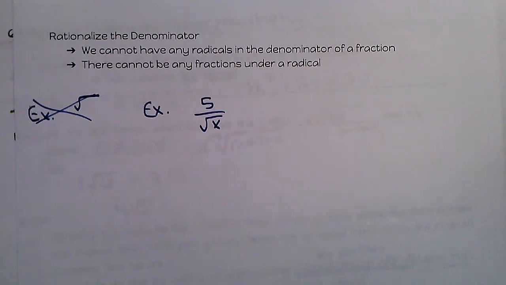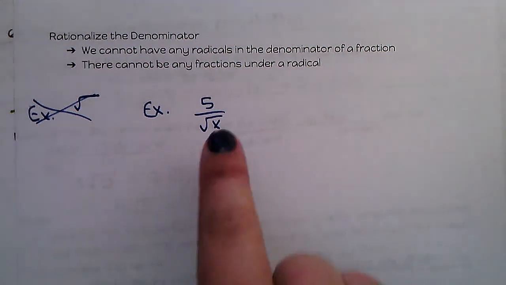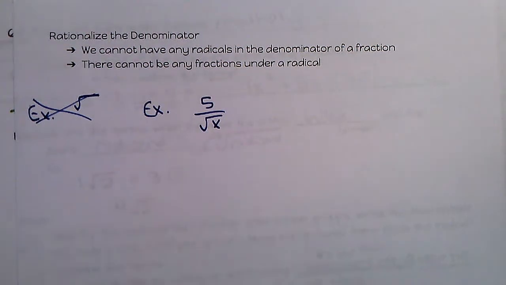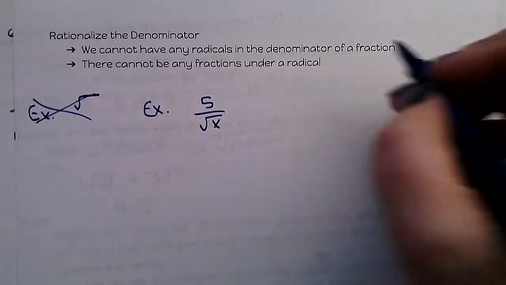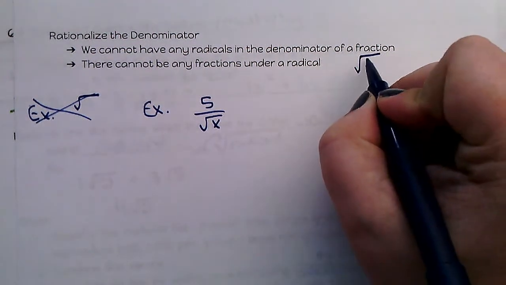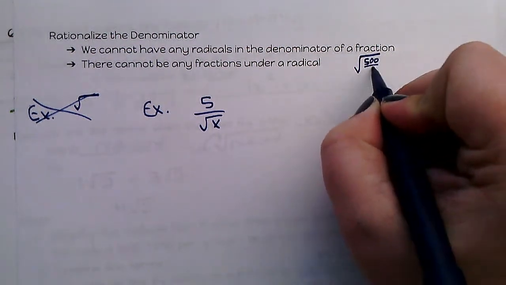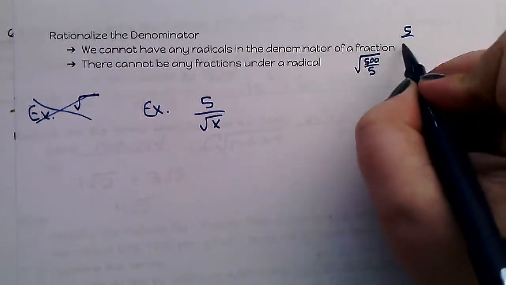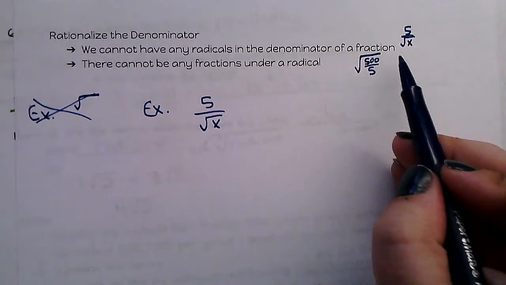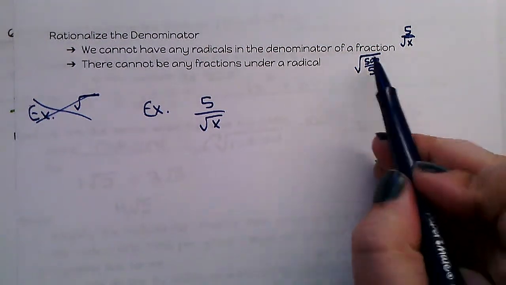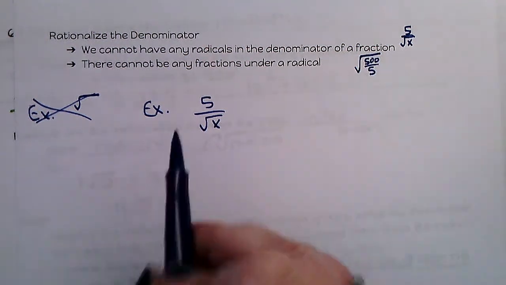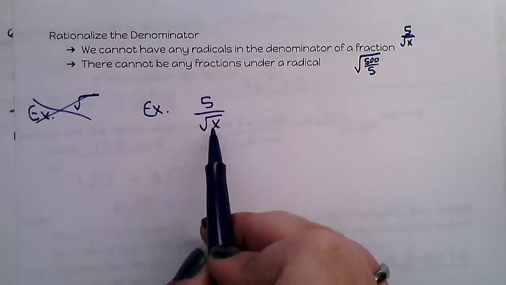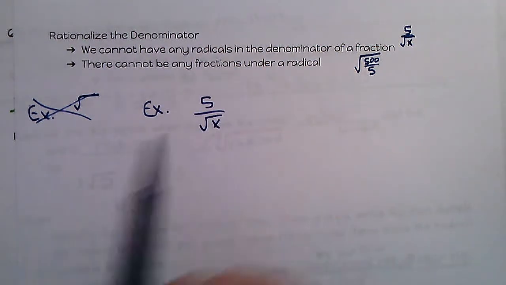Last thing on this video, rationalizing the denominator. When you're rationalizing the denominator, you cannot have a radical in the denominator. You also cannot have a fraction like we just did, 500 over 5. You cannot have a fraction under a radical. So you can't have what we have here, a radical in the denominator, and you can't have a fraction underneath a radical. So this is not okay because it has a radical in the denominator.